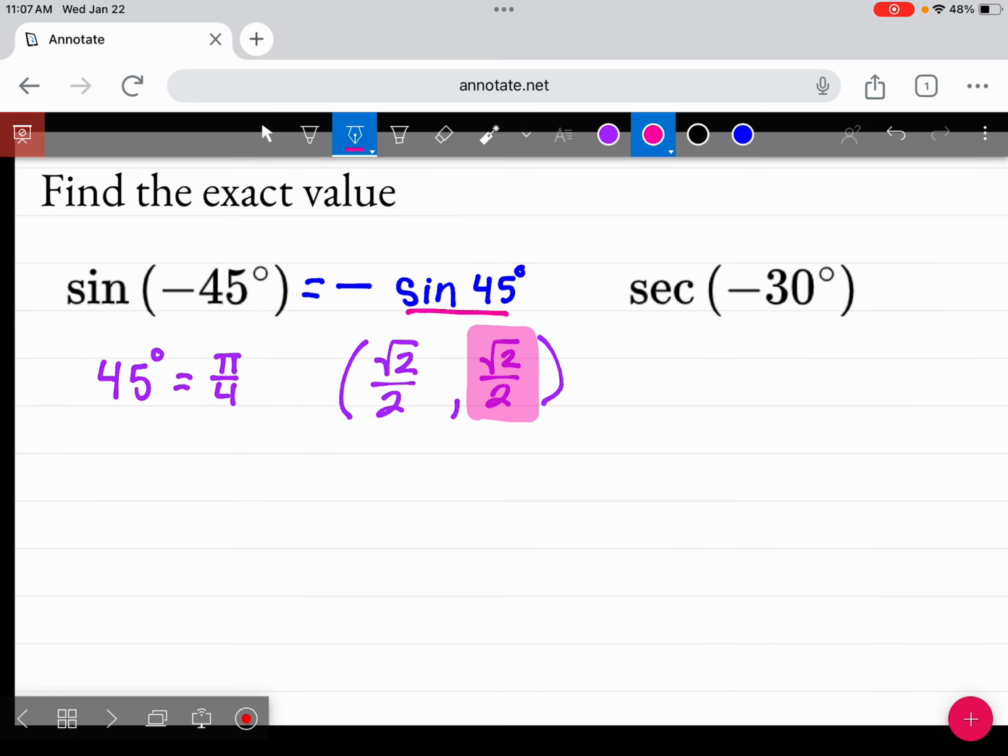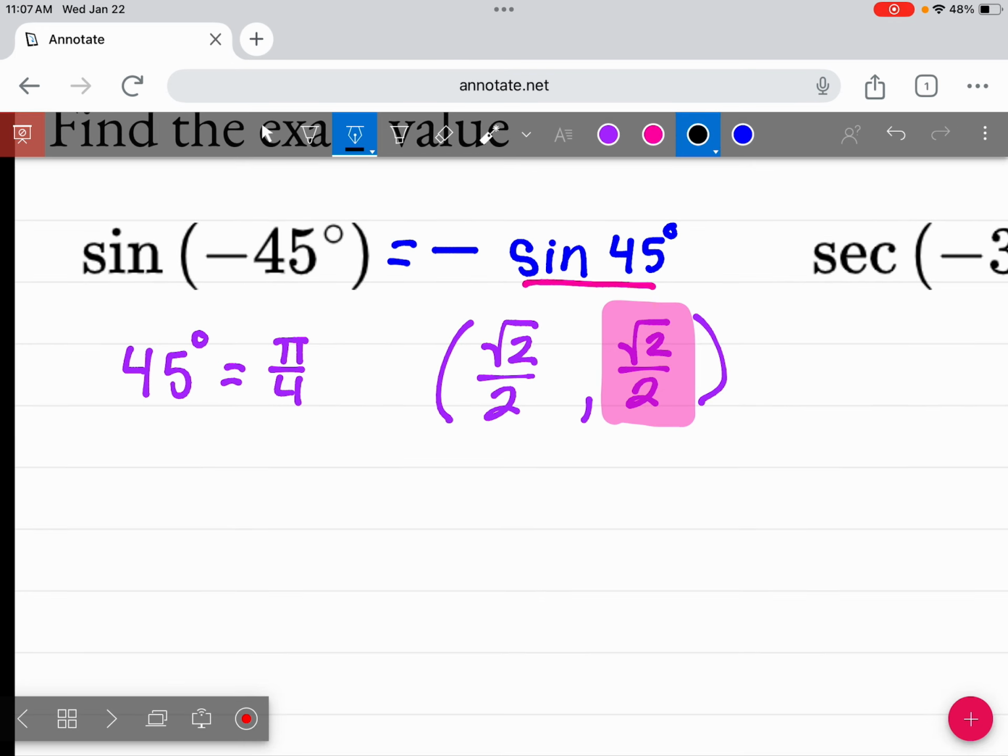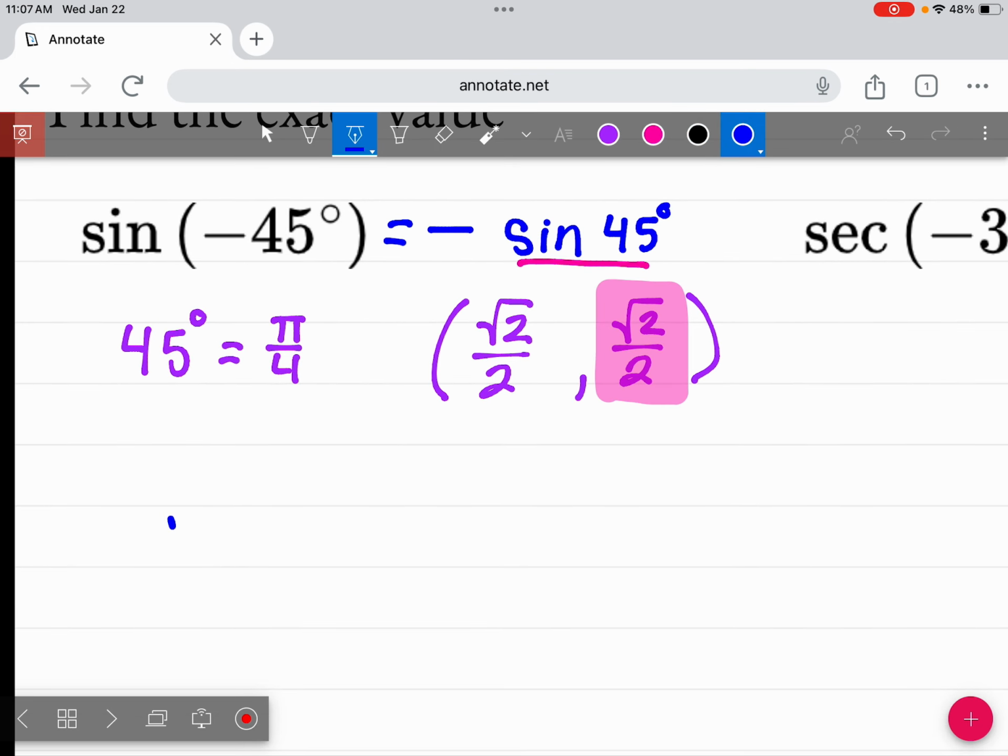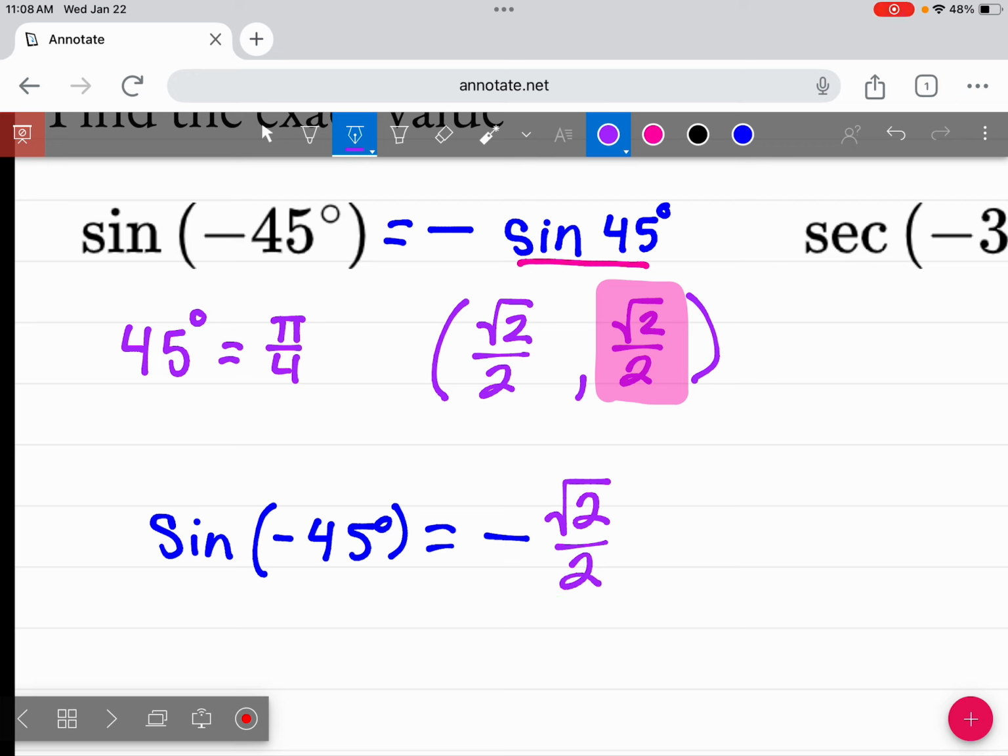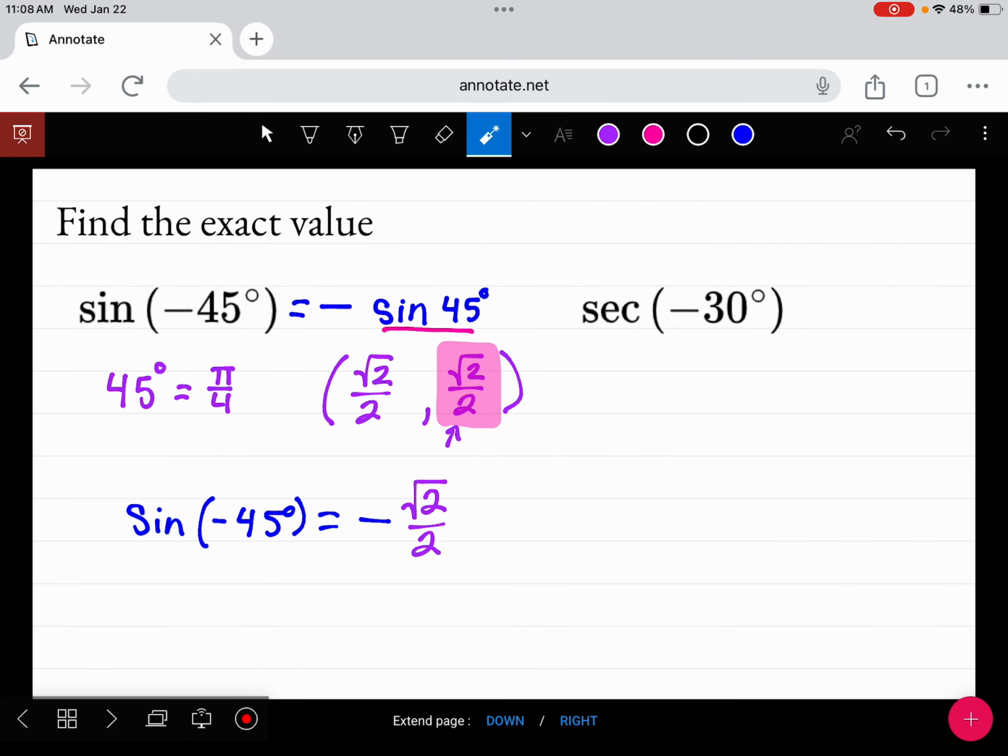So the opposite of sine of 45, or sine of negative 45, I'm going to write it. So sine of negative 45 degrees is going to be the opposite of square root of 2 over 2. That guy. So we can take our positive angles and use them to find the negative angles, even if all we know is that first quadrant.